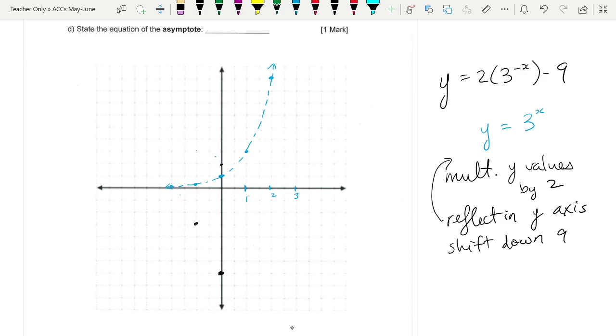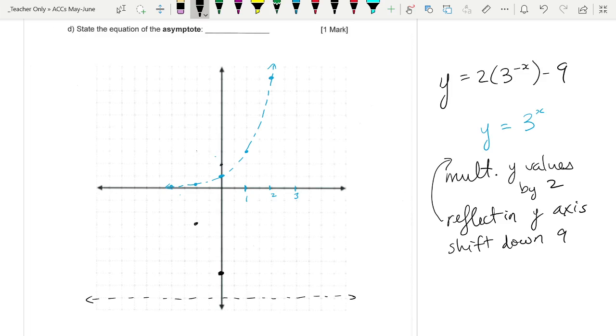While I'm at it, hang on a sec. Did I do this right? 9 from here. Negative 1, 2, 3, 4, 5, 6, 7. Yeah, that's good. Okay, while I'm at it, this negative 9 is my horizontal asymptote because there's absolutely no way 3 to the power of negative anything or 3 to the power of anything can be 0. So if this can't be 0, 2 times 0 is 0. This y can't be negative 9. So this was 1, 2, 3, 4, 5, 6, 7, 8. There we go.